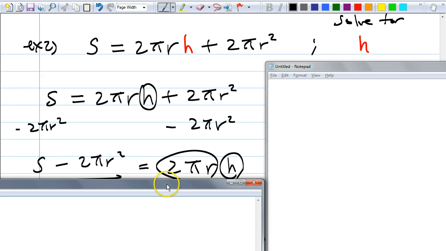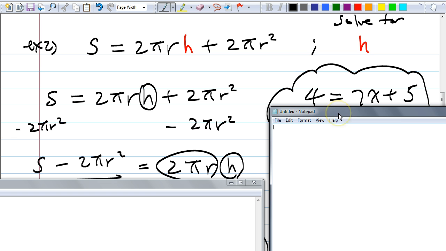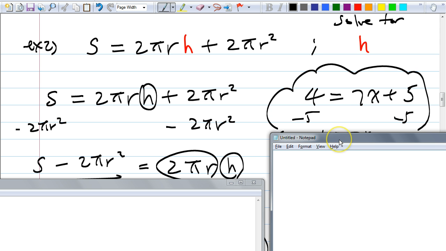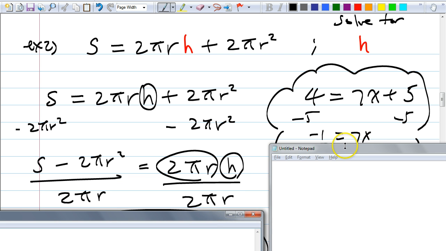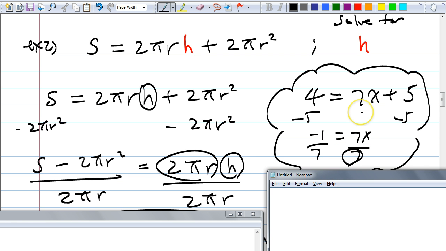Isn't that right? Because think about this, Chuck. Remember how we had 4 equals to 7x plus 5. We subtracted 5 from both sides. That's the same idea as what we did here. And if you have 7x equals negative 1, how do you get x by itself? Divide both sides by 7. Instead of 7, what do I have on the left side? 2 pi r. So guess what? I'm going to divide both sides by 2 pi r. Do you see why I did this simple example here? Do you see why they're similar? Right?